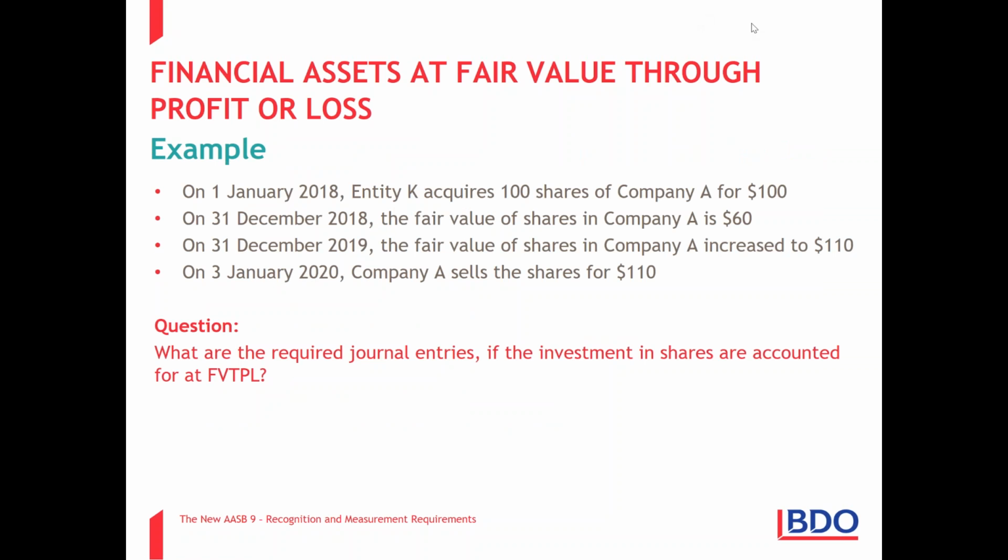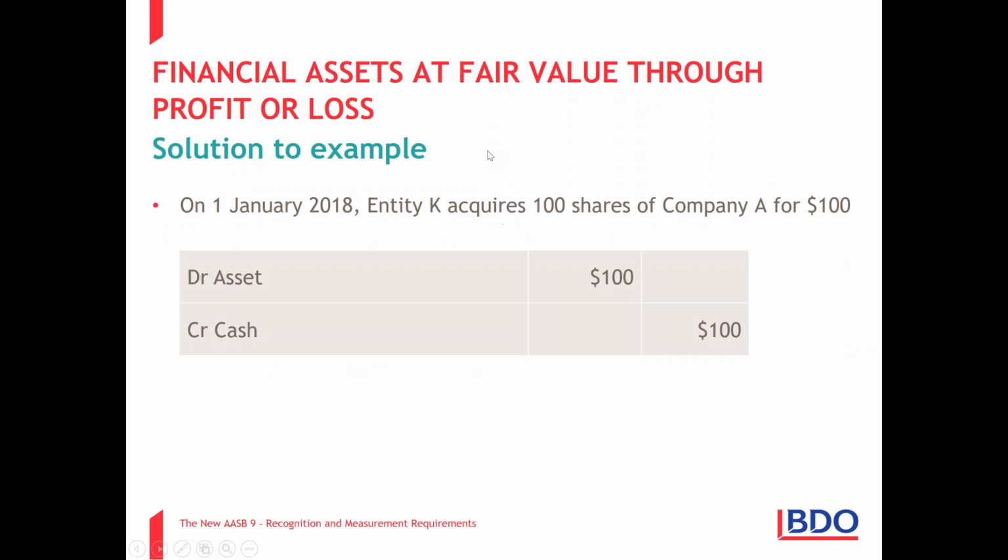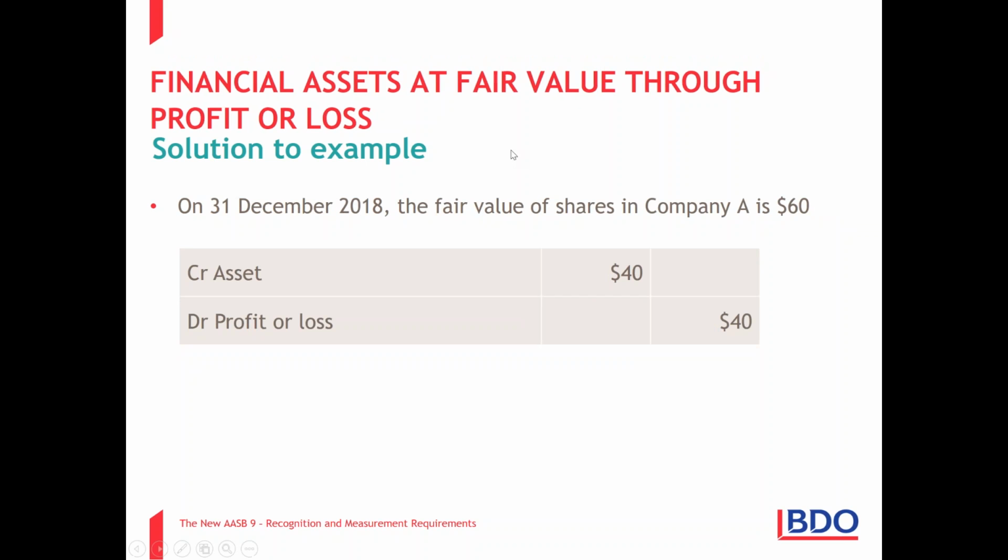So I'm going back to my original example, which I've used earlier when I wanted to explain the impact on available for sale financial assets. I'm using the same basic information and saying, using the same investment in shares, if we are now accounting for this investment in shares in the books of entity K at fair value through profit and loss, what would the journals be? So when we buy it, we'll say debit the asset, credit cash $100.